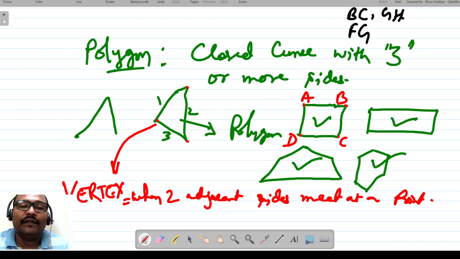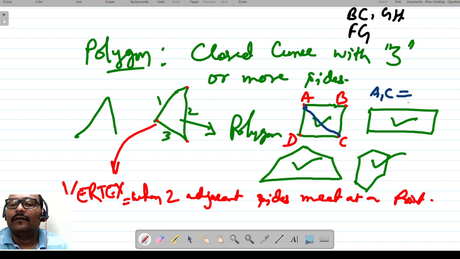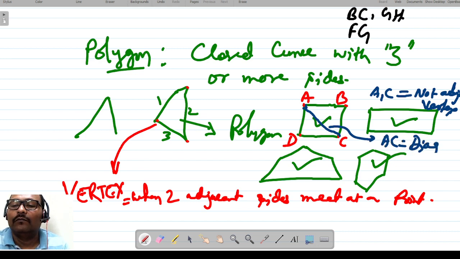Okay, so here you can see. I will take another color, blue. In this square, from A to B, A and B are nearby. They are adjacent vertices, means nearby. So I will draw a line from A to C, because C is not adjacent to A. A and C are not adjacent vertices, right? So therefore here AC is a diagonal.